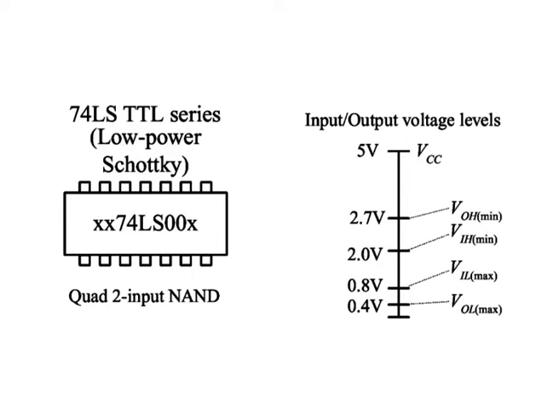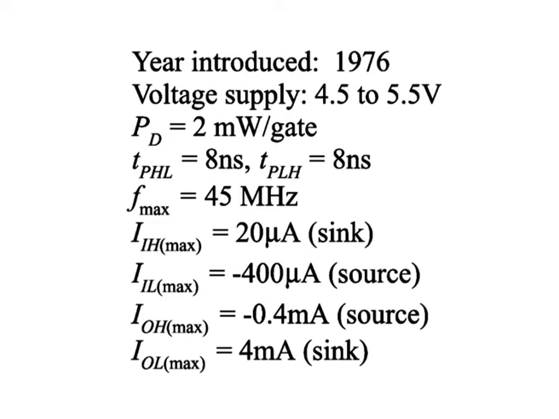The 74LS is a very popular TTL series used today. It has improved power dissipation over the 74S series, but isn't as fast and was introduced in the year 1976 and has a voltage supply of 4.5 to 5.5 volts with PD is equal to 2 milliwatt per gate and other parameters are shown here.